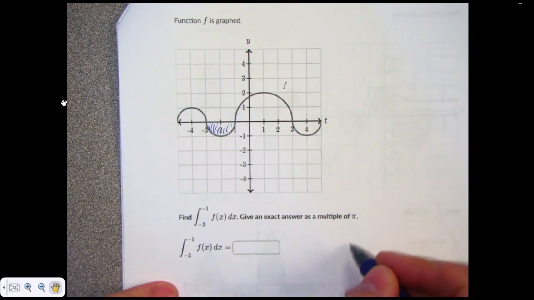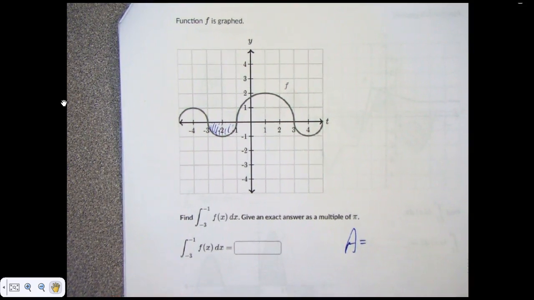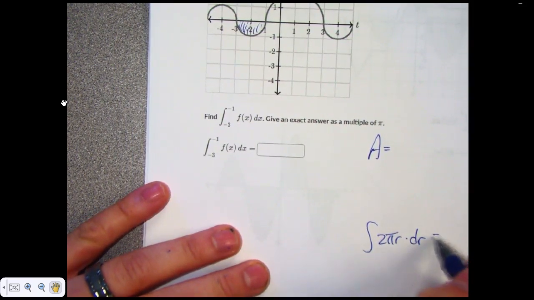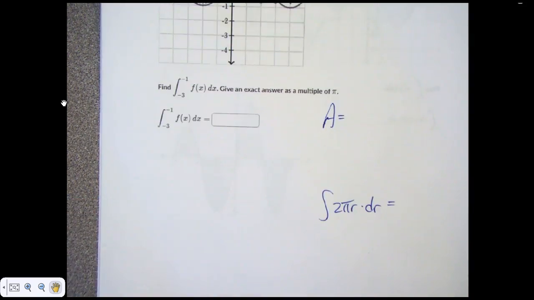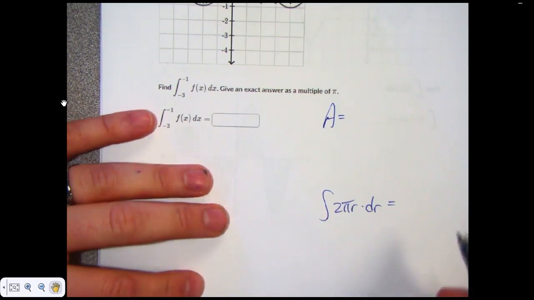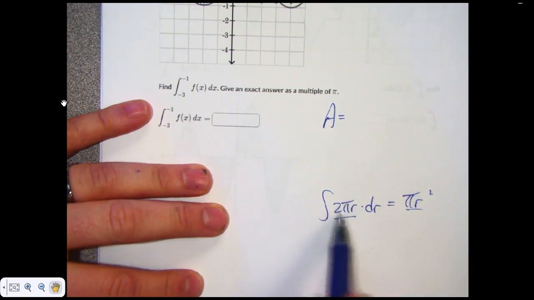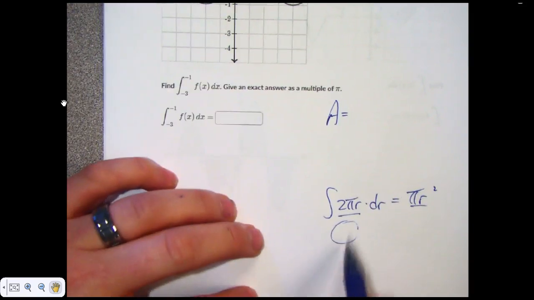What is the area of a circle? Not 2 pi r. Pi r squared. 2 pi r is circumference. What's the integral of 2 pi r? Pi r squared. It's kind of cool, right? So this is circumference, this is area. So it can be found. You found the area from the circumference.